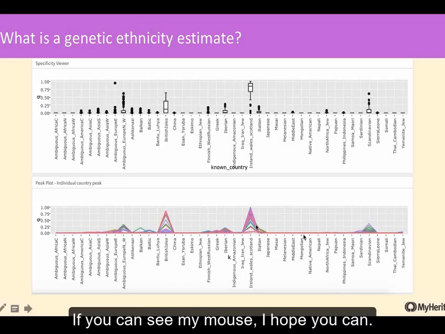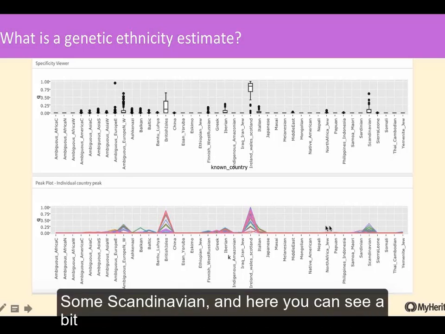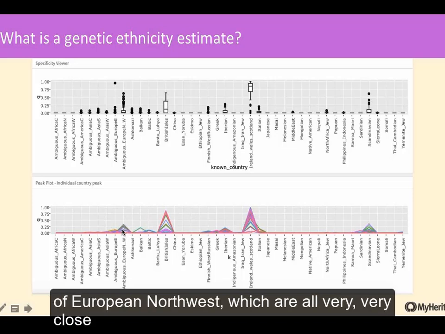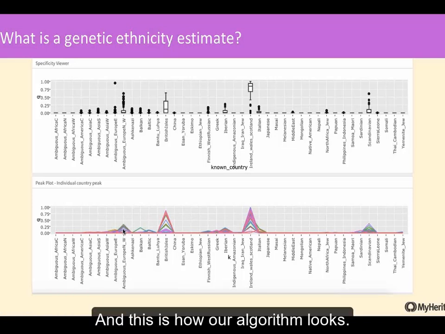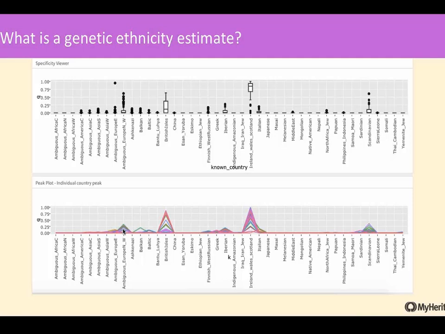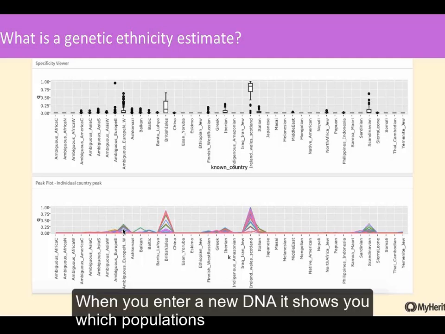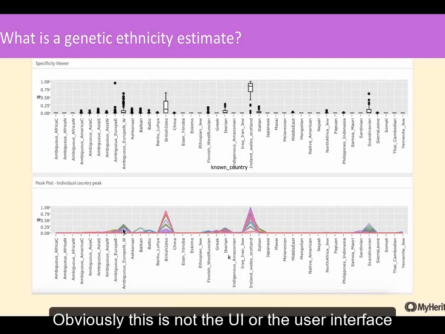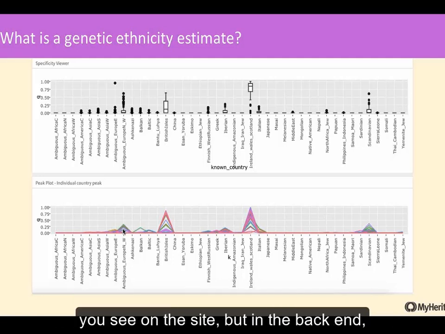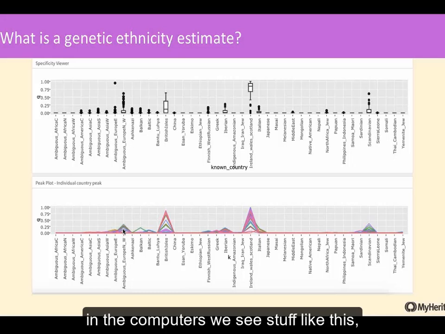If you can see my mouse, I hope you can. Some Scandinavian. And here you can see a bit of European Northwest, which are all very, very close to each other. And this is how our algorithm looks when you enter a new DNA. It shows you which populations you look like. Obviously, this is not the user interface you see on the site, but in the backend, in the computers, we see stuff like this.